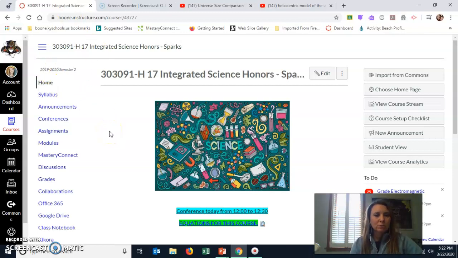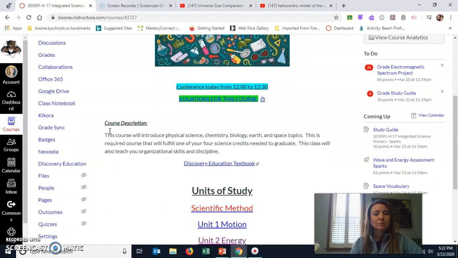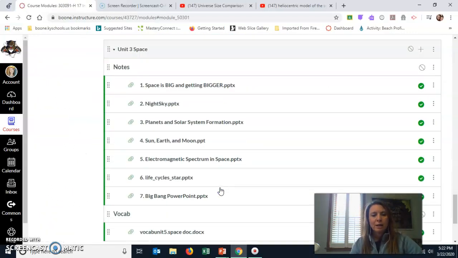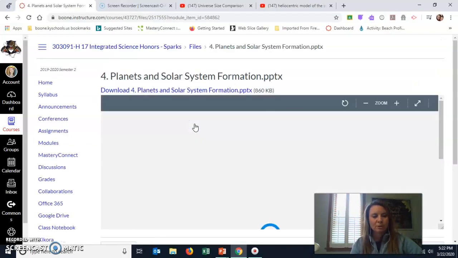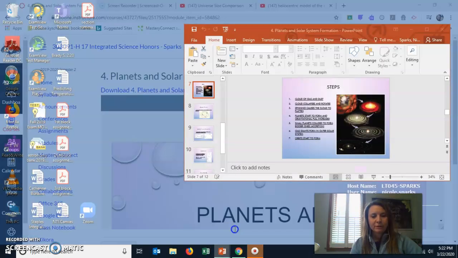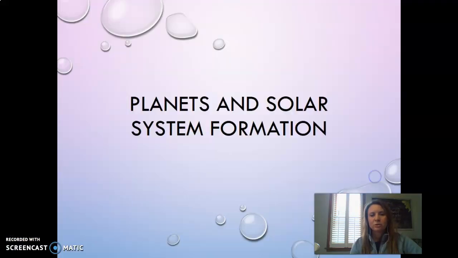So go ahead and jump into Canvas, or if you want to, get out a sheet of paper just to get down some notes on our two different models of how we have looked at our solar system. One is called the geocentric model, one is called the heliocentric model, and then we're going to talk about the nebula theory. So I'm going to jump down into our space unit here, and I'm going to move into planets and solar system formation. So I'm going to pull this up, and I actually already have it here for us. Just going to slide up, and let's go ahead and get started.